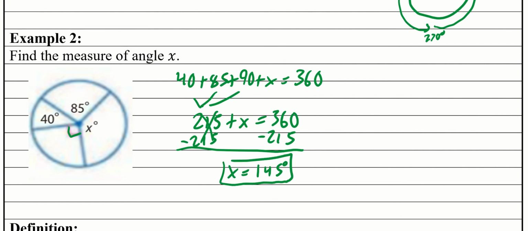Okay, so we've seen a lot of problems like this in the past where I just have to add up all the numbers to something. In this case, that number is just going to be 360. So not too crazy here.